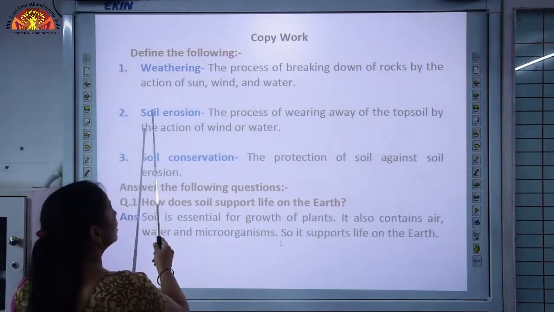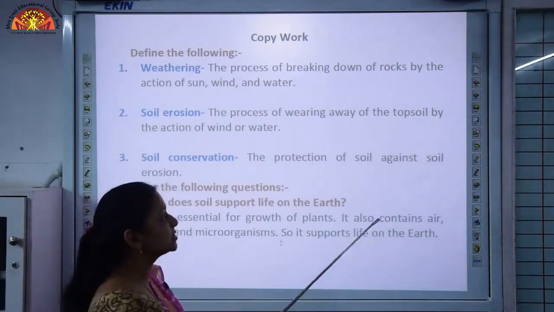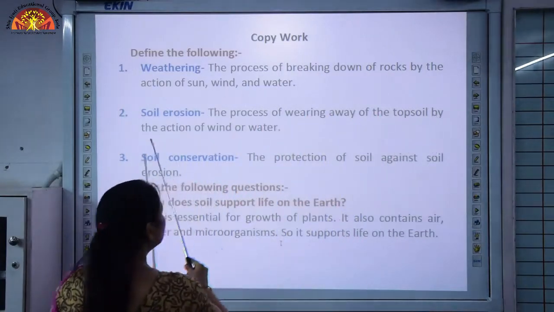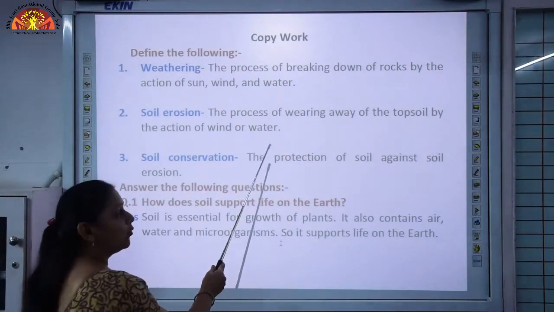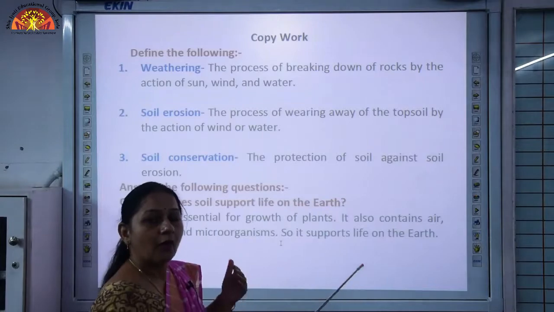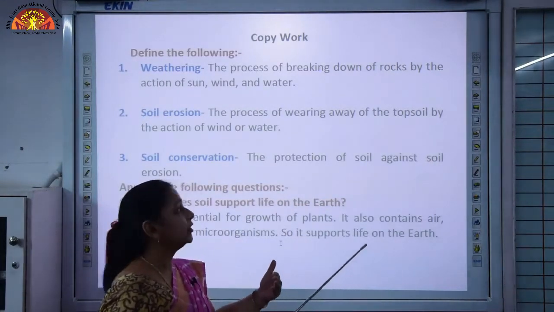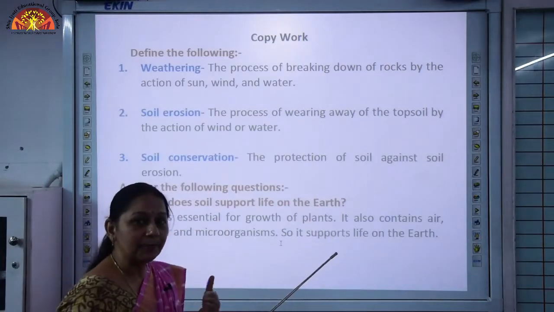Second is soil erosion. Now what is soil erosion? The process of wearing away of the topsoil by the action of wind or water. By the flowing water or by strong winds, the top layer gets eroded away, means it gets depleted.